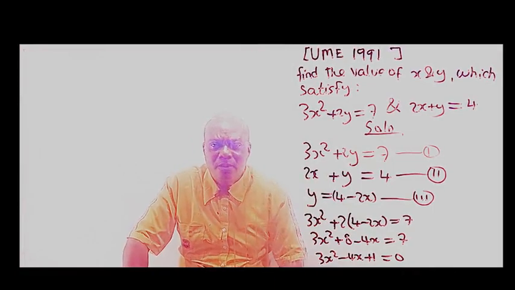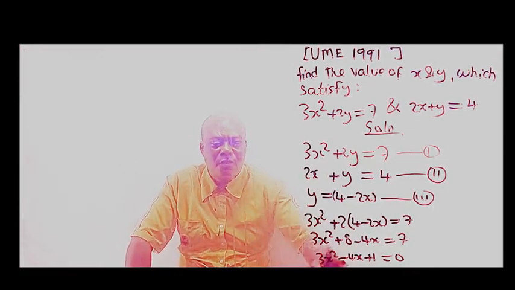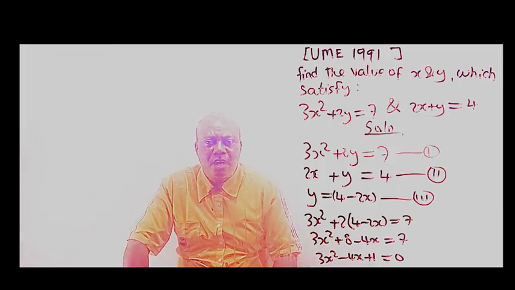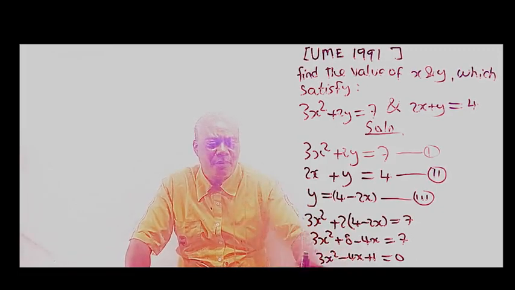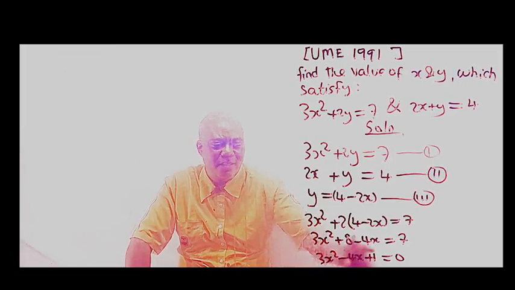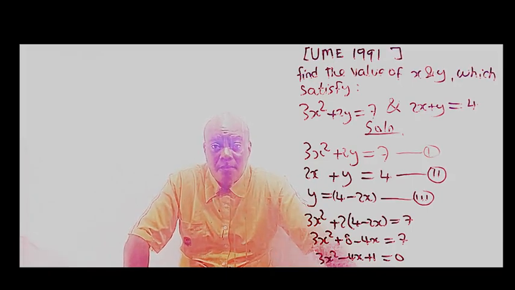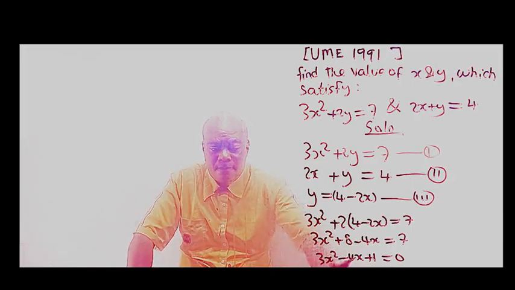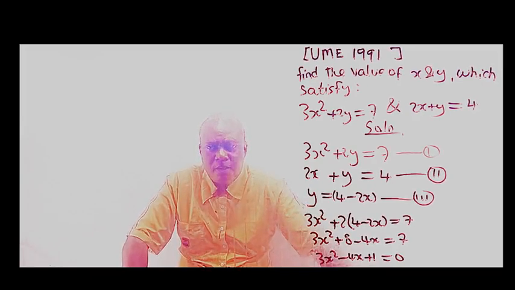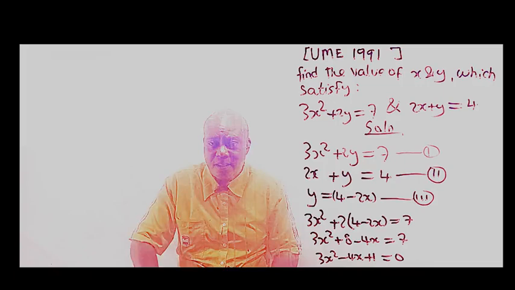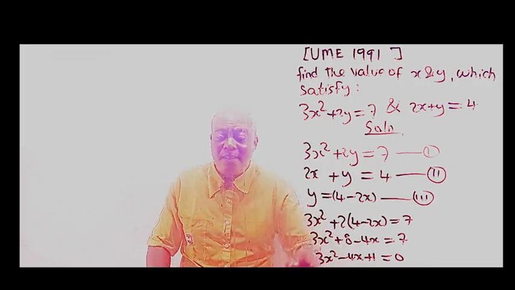So you now think of two numbers which, when you add, give you minus 4. And when you multiply them, it will give you 3 because the constant here is 3. The numbers here are minus 3 and minus 1. Minus 3 minus 1 is minus 4. Minus 3 times minus 1 is 3. So these are the factors here. So you replace minus 4x with that.